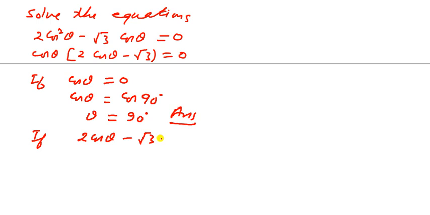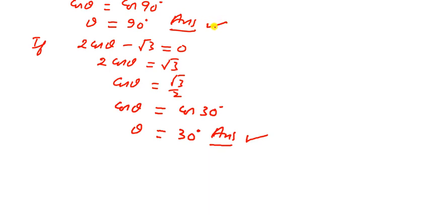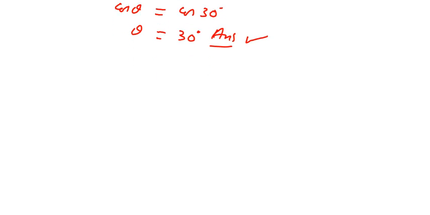Now the second: if 2 cos theta minus root 3 equal to 0, then 2 cos theta is equal to root 3. So cos theta is equal to root 3 by 2. And the value of root 3 by 2 is cos 30 degree. So we can write cos theta is equal to cos 30 degree. So theta is equal to 30 degree. That is your second answer. So this and this both are the solutions of the equation. Okay. Now come to the second question.